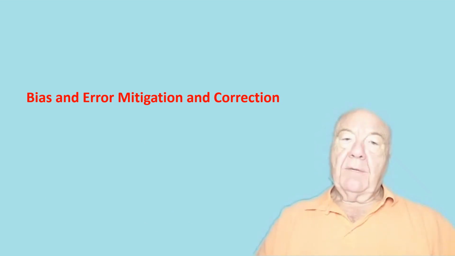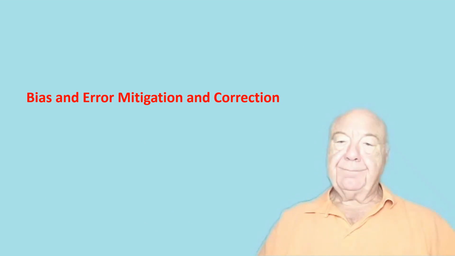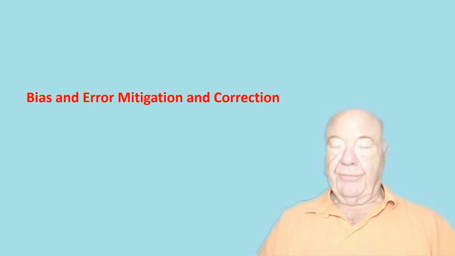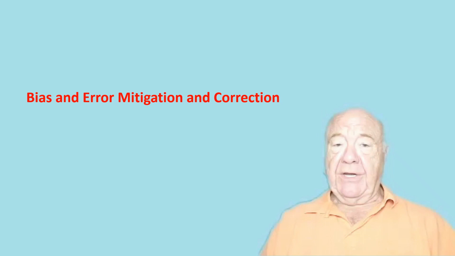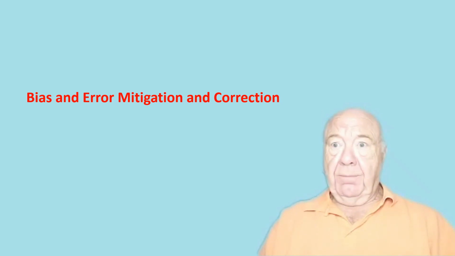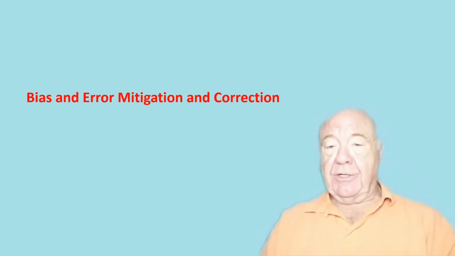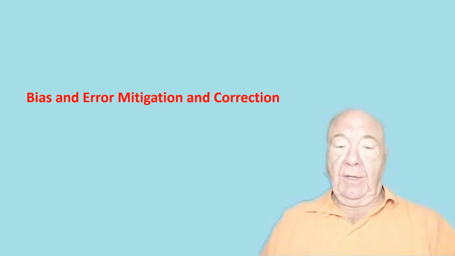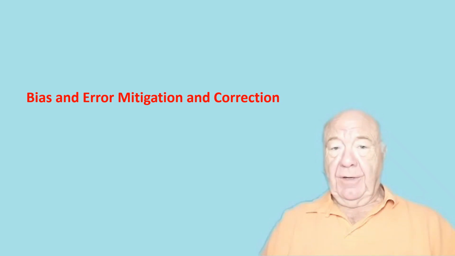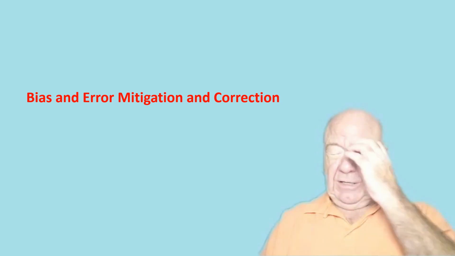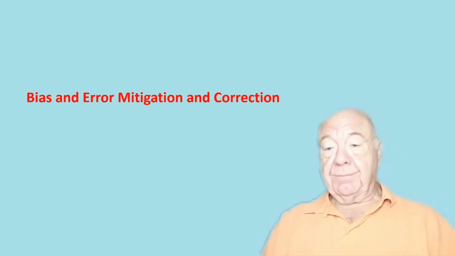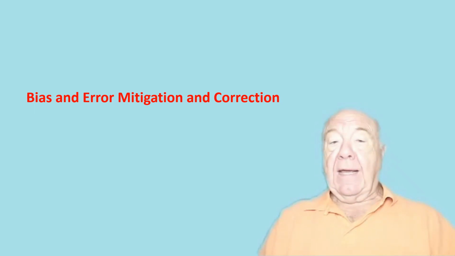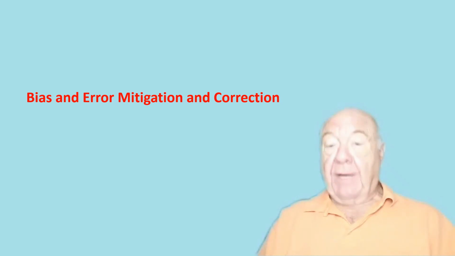We'll be talking about bias and error mitigation and correction, as the title would suggest. Couple of things. First off, mitigation is pre-diagnosis and correction is post-diagnosis. Most of what we've been looking at is post-diagnosis, because mitigation of bias in particular, and error necessarily, but bias in this context, is done post-diagnosis.